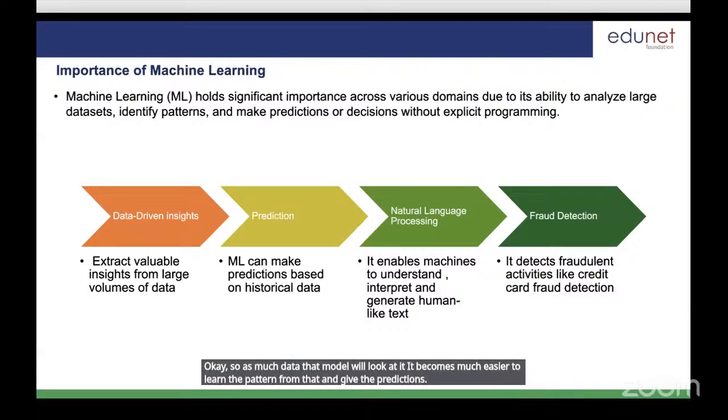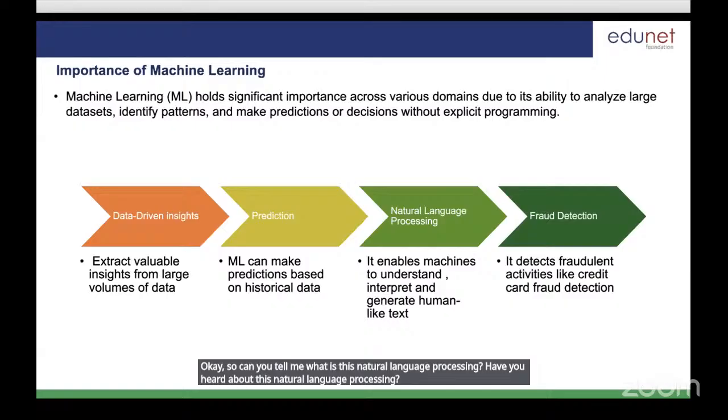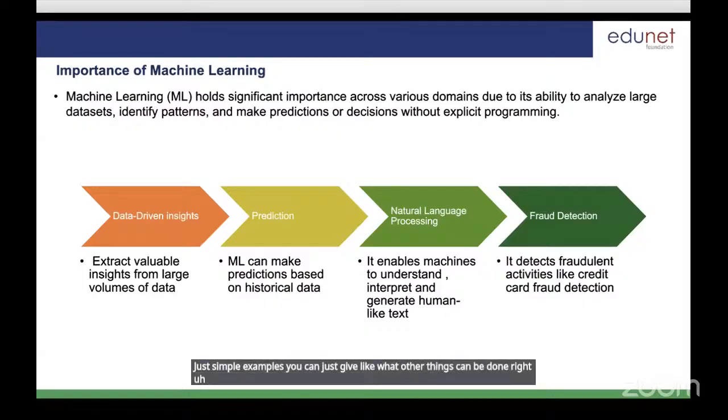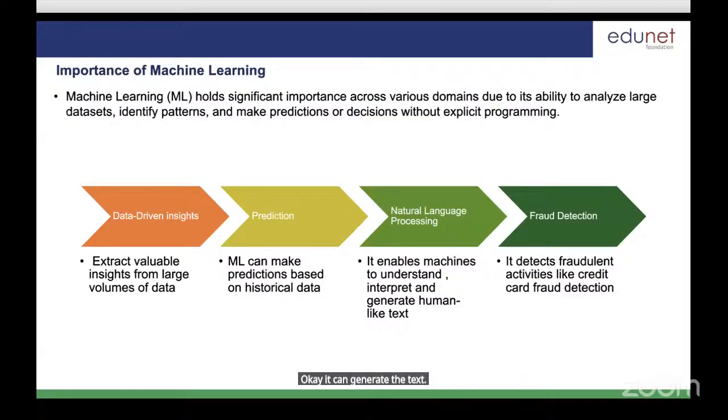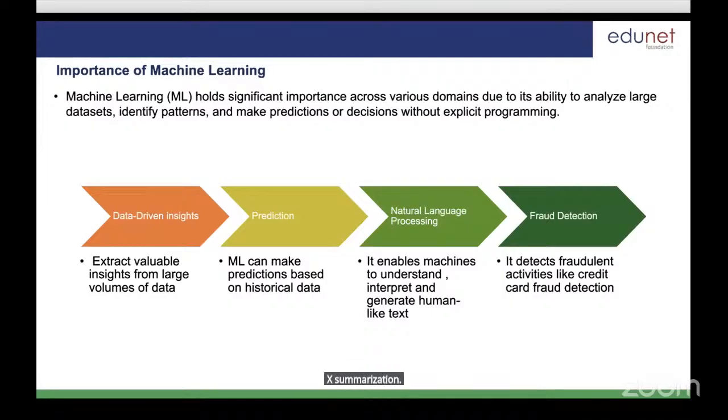Then we have natural language processing. Can you tell me what natural language processing is? Have you heard about it? What kind of things can be done with it? Just simple examples. It can generate text. You can translate from one language to another. Translation, yes, good. Then text summarization.